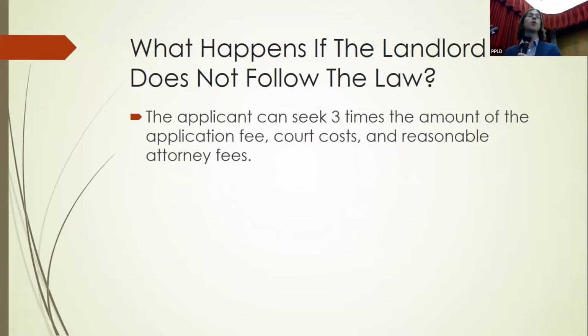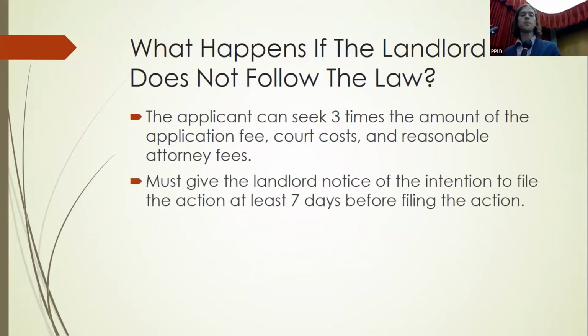So what happens if the law is not followed in this respect? As an applicant, if you've been wrongfully denied, you first have to send a demand letter stating that you've denied my application for reasons that are not permitted by law. And if the prospective landlord does not remedy the situation, does not correct the issue, then as an applicant, you can take them to court to seek 3 times the amount of the application fee, court costs. Also, you can seek reasonable attorney fees. So like I said, that demand letter, you have to first give the prospective landlord a 7-day letter indicating your intention to file legal action. That gives the prospective landlord an opportunity to fix the mistake.